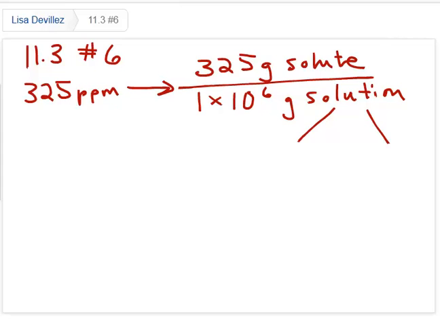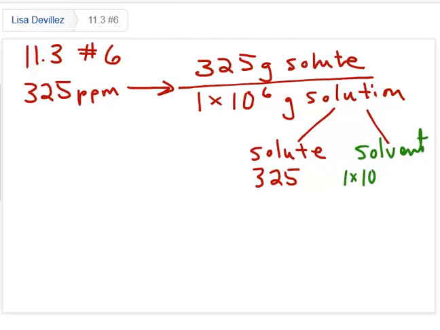So this is my total grams, and what are my total grams? Well, they're the solute, which we said was 325, and then we have our solvent, which will be 1 million minus, so our total minus the solute will give us our solvent. And so it wants to know our relationship between the solute and the solvent.